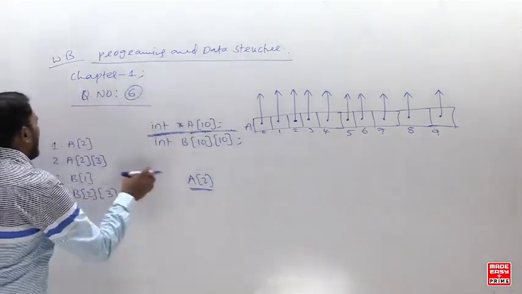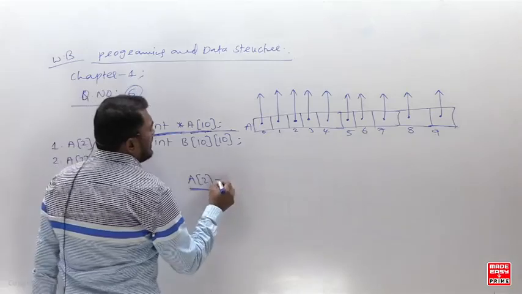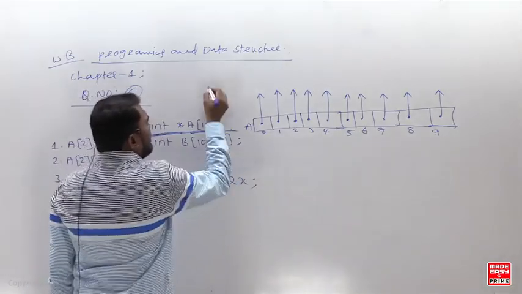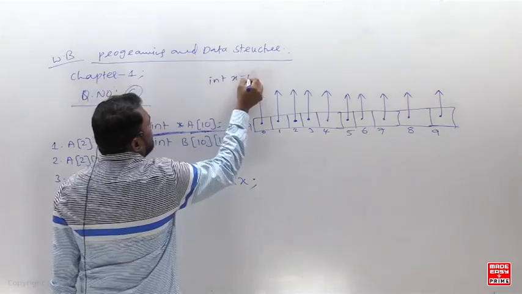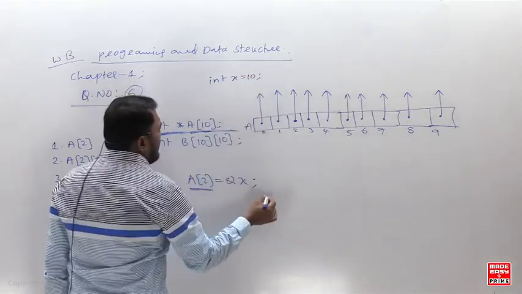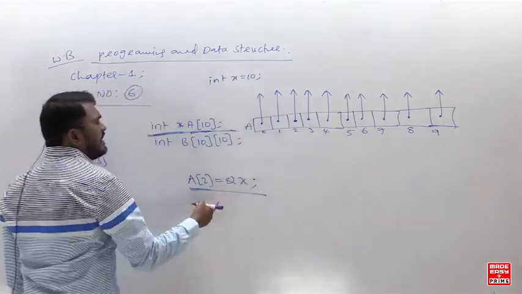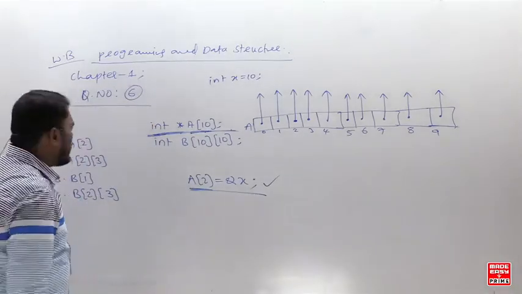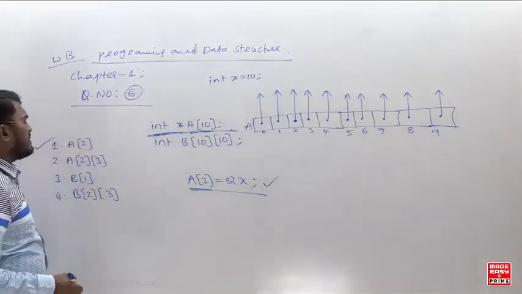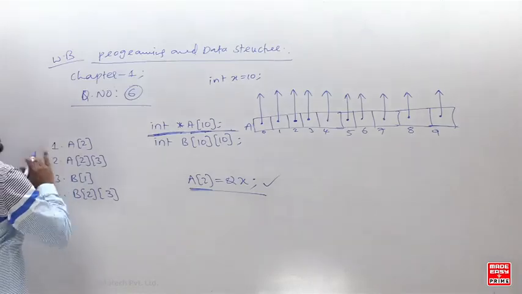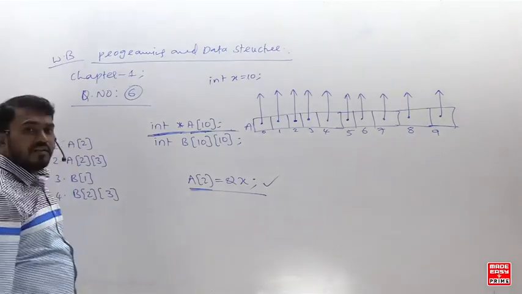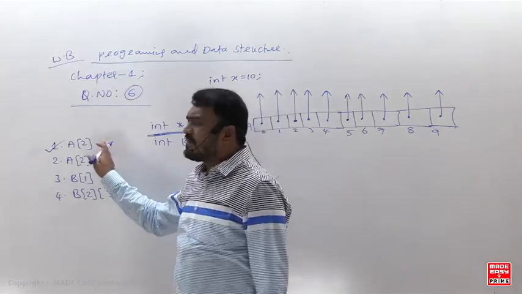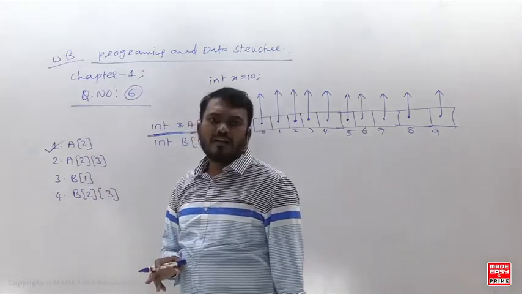So on the left hand side, I am writing something like a of 2 equal to address of x. Let's say you have integer x equal to 10, some integer variable is there, and I am storing a of 2 equal to address of x. So number 1 is very much allowed, there is no problem in number 1. This is the array of pointers we studied in yesterday's class only.